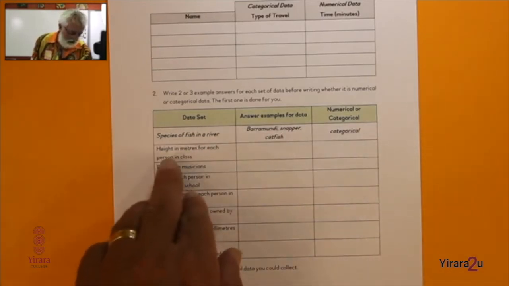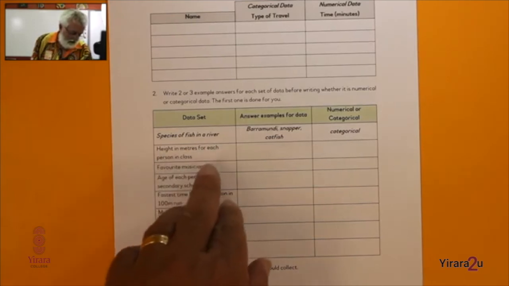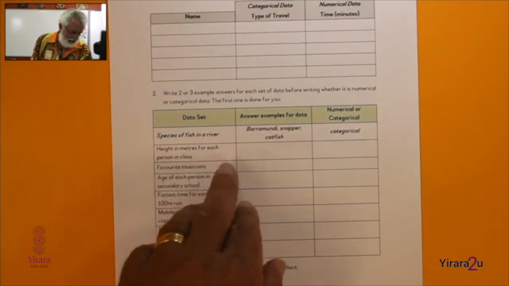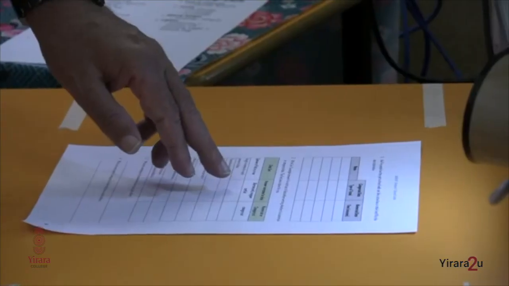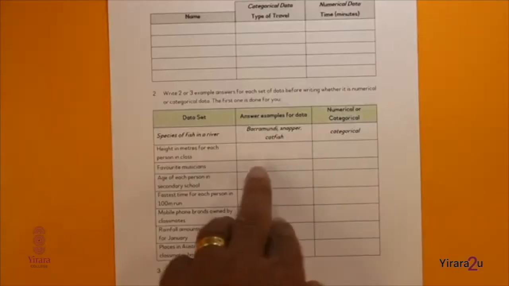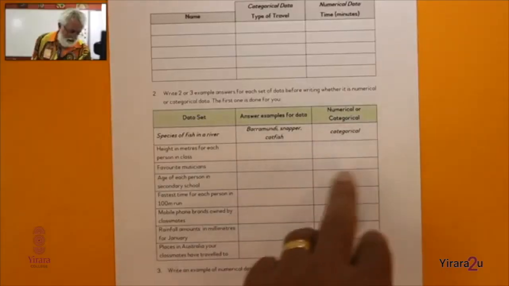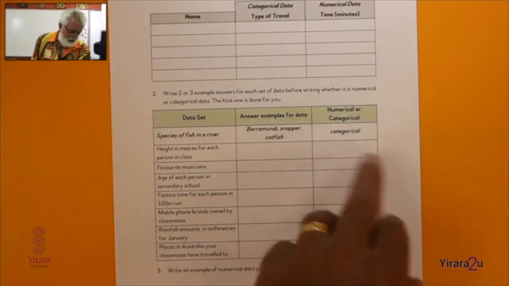The next one asks the height in metres for each person in class. So again, you might have to put a range there of 1.5 to 2 metres. I don't know, I'm just thinking, well, Shade, you're a bit taller than me, would you be up? Maybe not quite as high as 2 metres yet. And then put whether that's categorical or numerical.